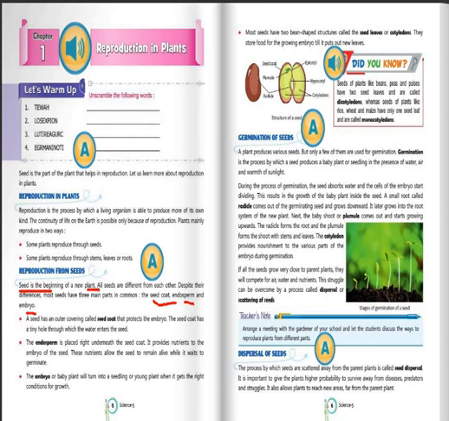Now, what is a seed coat? Seed coat is an outer covering of the seed which protects the embryo. The seed coat also has a tiny hole through which water can get inside the seed.